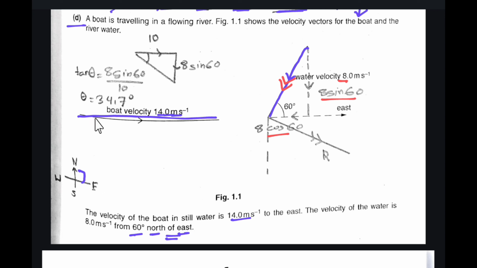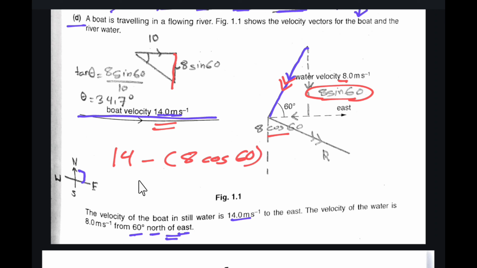So the resultant velocity in the vertical direction is only 8 sin 60, that is in this direction, and the resultant velocity in the x-axis is 10, since the velocity of the boat is 14 meter per second minus the velocity of water, that is 8 cos 60, and 8 cos 60 is 4, so 14 minus 4 is 10. So in the horizontal direction the velocity is 10, and in the vertical direction it is 8 sin 60.